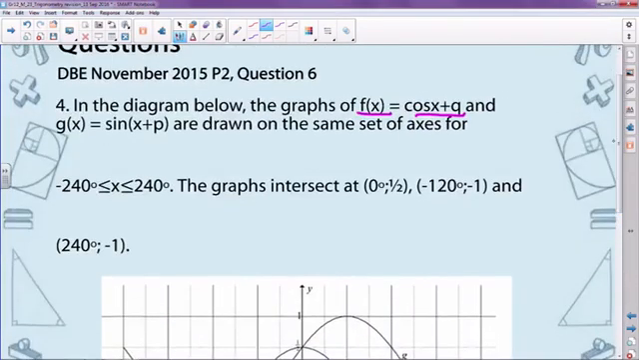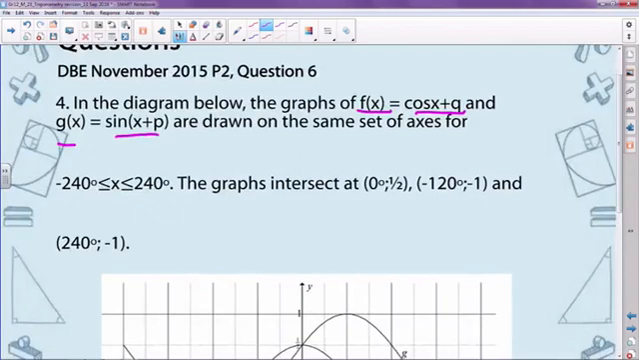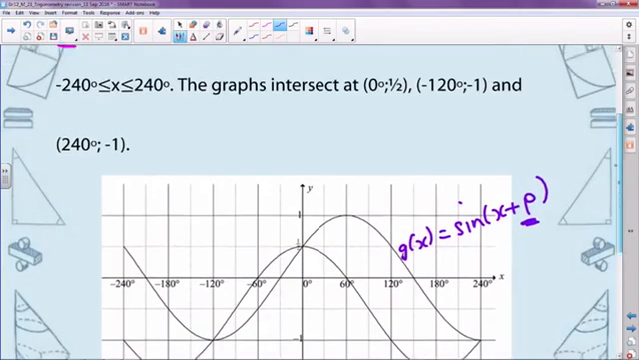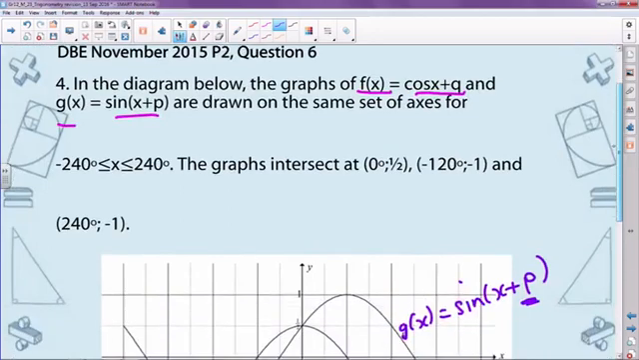And then we see that g of x is equal to sine of x plus p. So g of x, let's use a different color, in fact. g of x is equal to sine of x plus p. That should already tell you that there's a horizontal movement that has occurred in the normal sine graph.